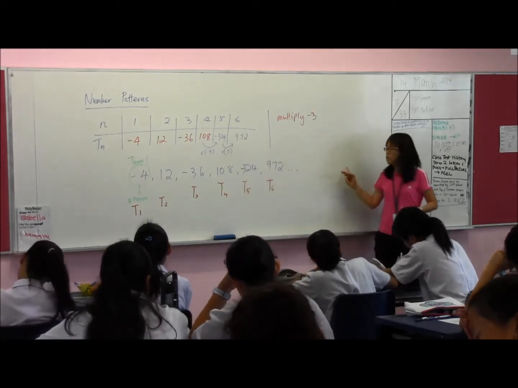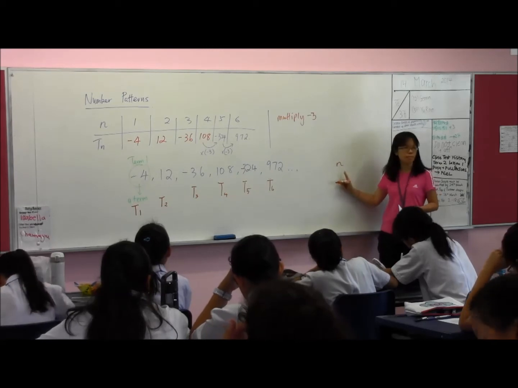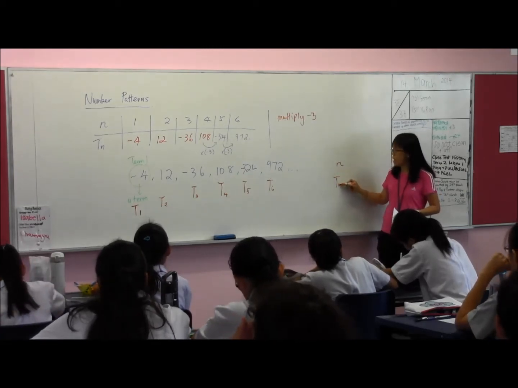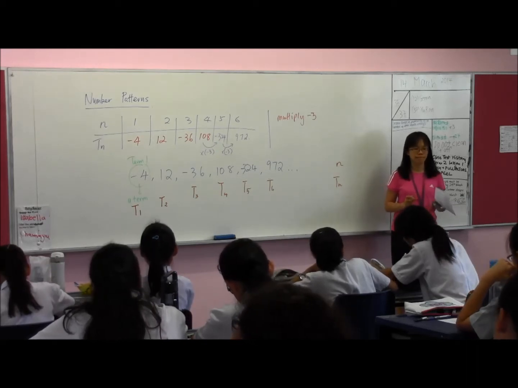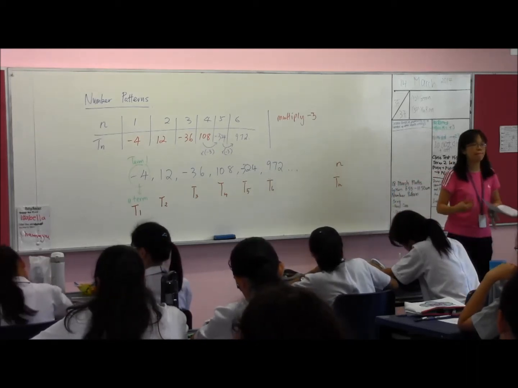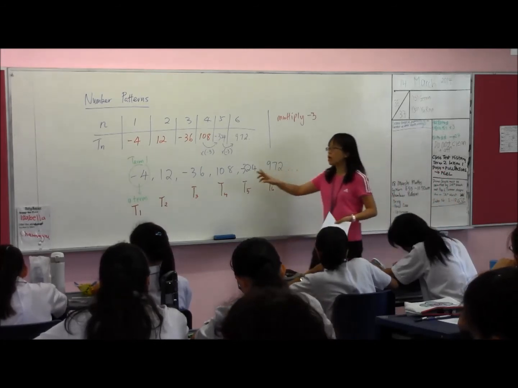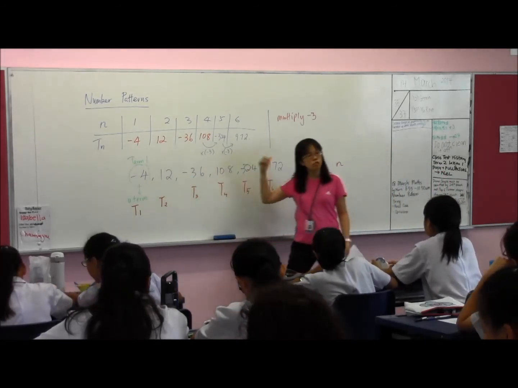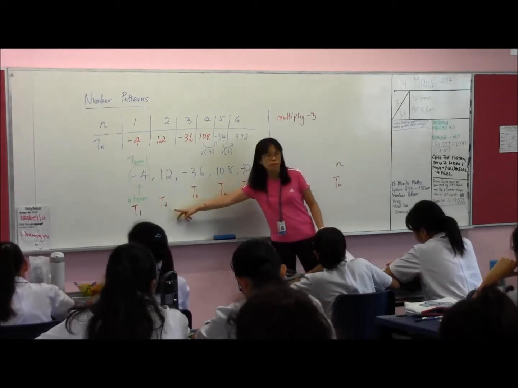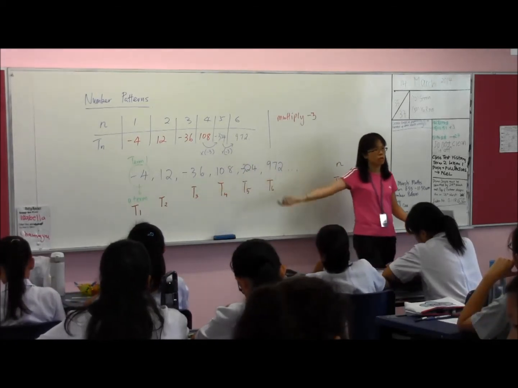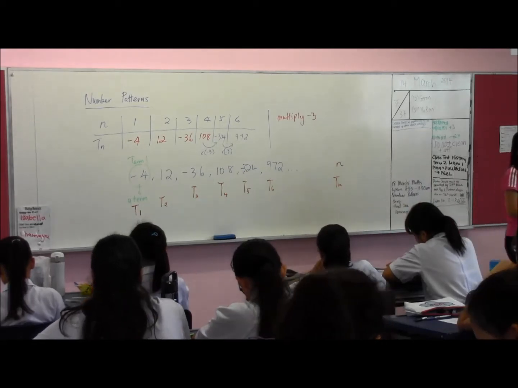Of course, if there's a number here called n, then that term will be called Tn. Right? So n can be any number. When n is 1, I'm talking about term 1. When n is 2, I'm talking about term number 2. When n is 3, term number 3, n is 4, term number 4. So n can be any of those terms.